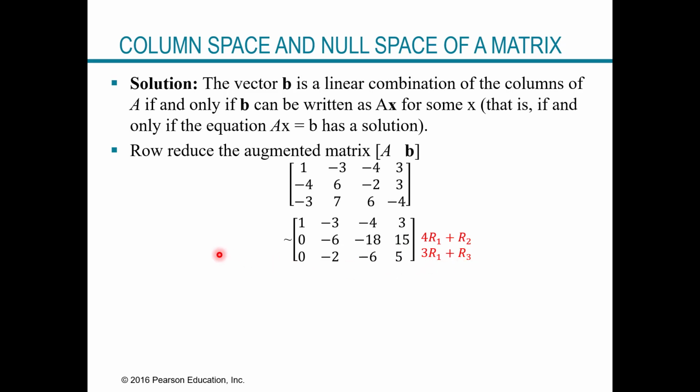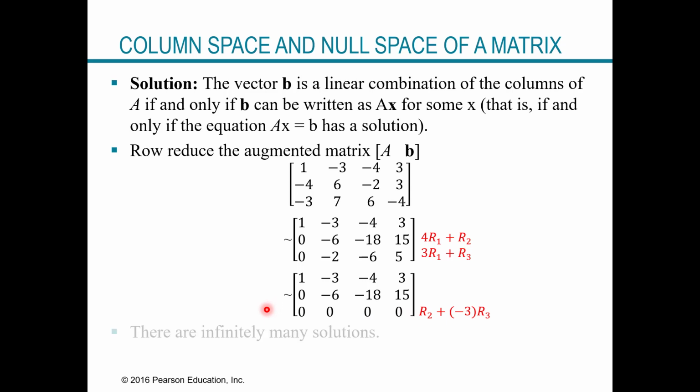Okay, and then we want to keep reducing. And if you just try a little bit more, actually just one more step, you'll find out that the bottom row becomes all zeros. So if we do row 2 plus negative 3 times row 3, then the whole bottom row becomes all zeros. But we know what this means. This means there's infinitely many solutions.